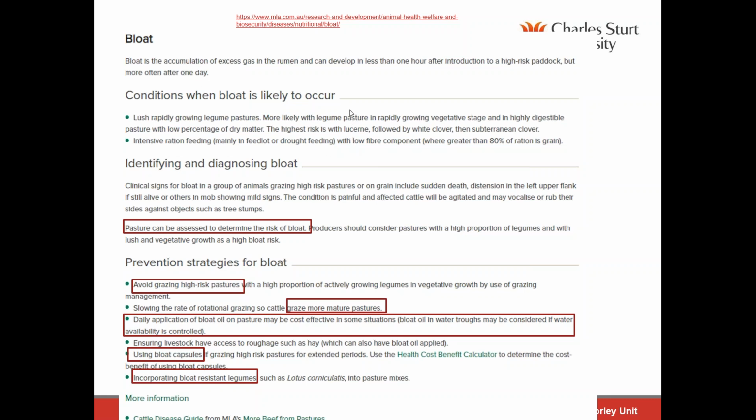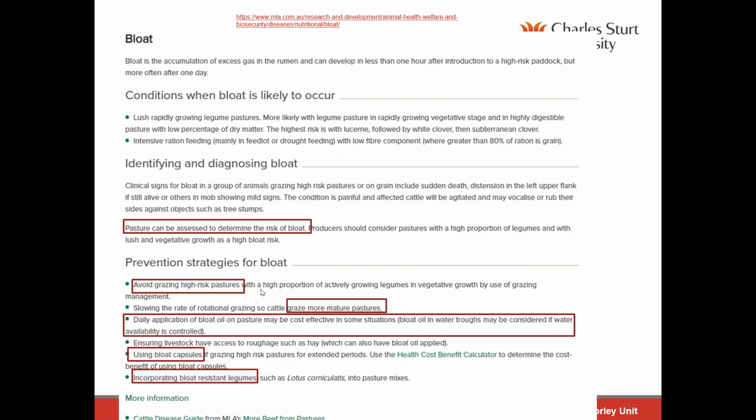So this is what's recommended as far as bloat in beef cattle. It says that pastures can be assessed to determine the risk of bloat. I think that's written everywhere. I will defy anyone to assess pastures at the moment in our district and say animals won't get bloat on that pasture. It's very hard to assess pastures. It's easy to say when you see a dead animal and you go and look in and you say, gee, that's a high risk pasture. But beforehand, it's quite hard to know what the risk of the pasture is.